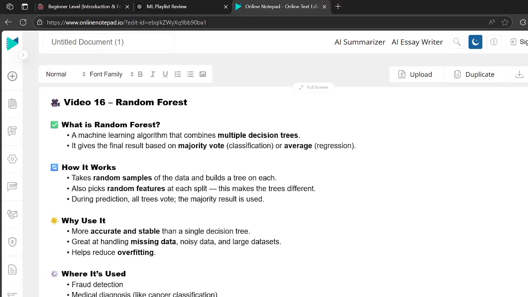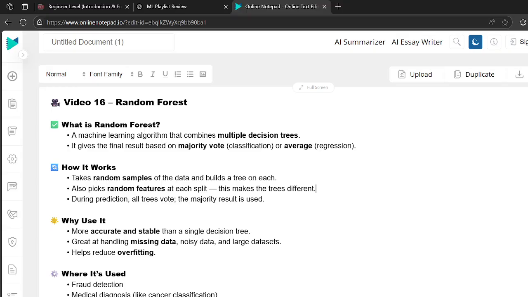So what do you mean by multiple decision trees? It is basically the combination of the decision trees that we last learned, and random forest is a machine learning algorithm which combines multiple of those decision trees, right? After the combination, it gives the final result based on majority vote.